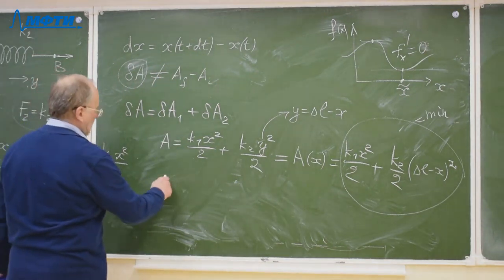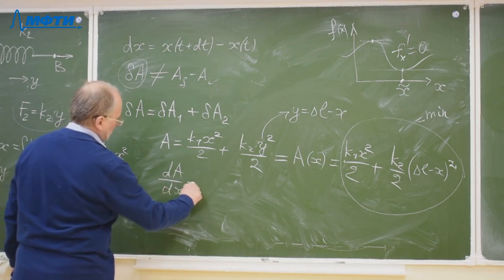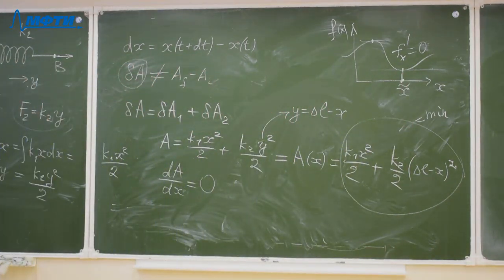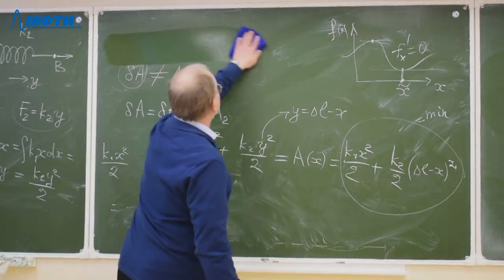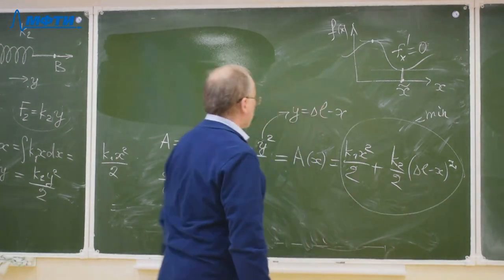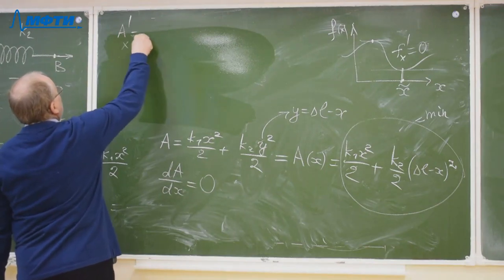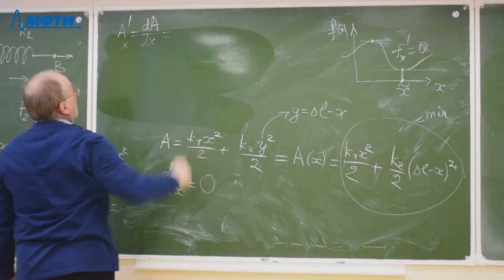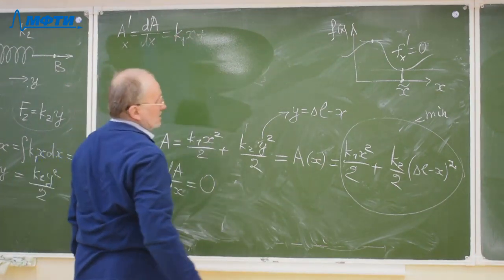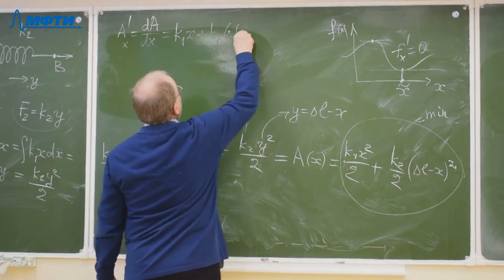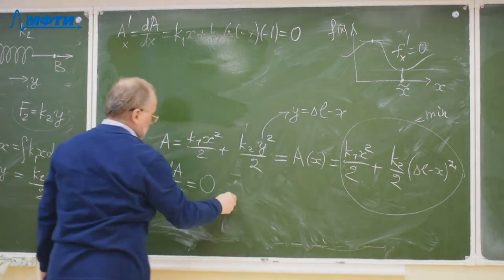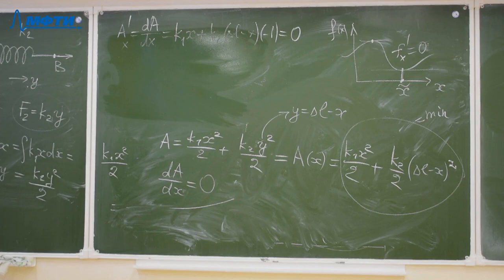So according to this logic, we take the derivative dA dx and equate it to zero in order to find the condition for minimum possible work performed. It's easy to differentiate this function with respect to x. Let's find this derivative, which is dA dx. By differentiating it, we find k1x plus k2 times delta L minus x. And now we have to differentiate minus x with respect to x. We will obtain minus 1. And all this should be equal to zero, according to our logic of solution.